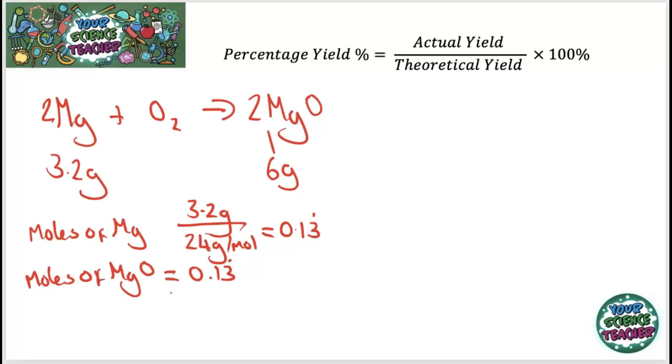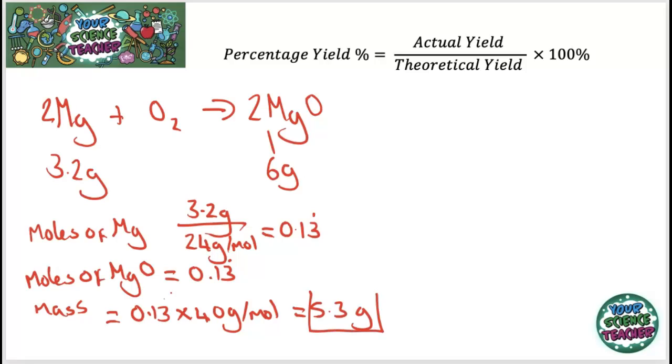Now, what I need to do is work out my theoretical mass of magnesium oxide, which will equal 0.13 times by the relative formula mass of magnesium oxide, which we know is 40 grams per mole, because magnesium's relative atomic mass is 24 and oxygen's is 16. And that gives me an answer of 5.3 grams. Now this is my theoretical mass, this is the maximum mass I can make.